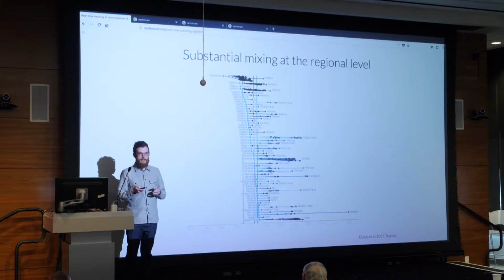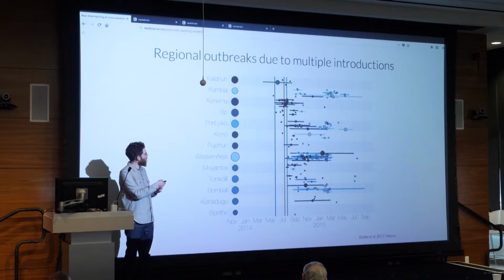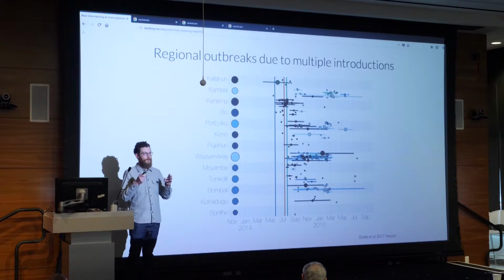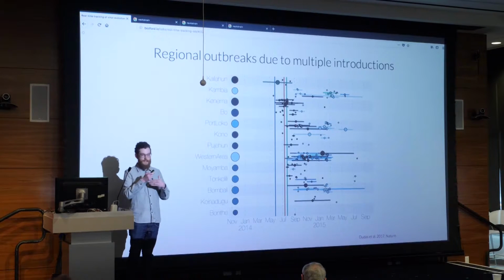We can look at this further by looking within Port Loko and across introductions into Port Loko. We see that rather than there being a single introduction into Port Loko causing an epidemic within Port Loko, we really get about 20-odd different introductions that each have some small effect.